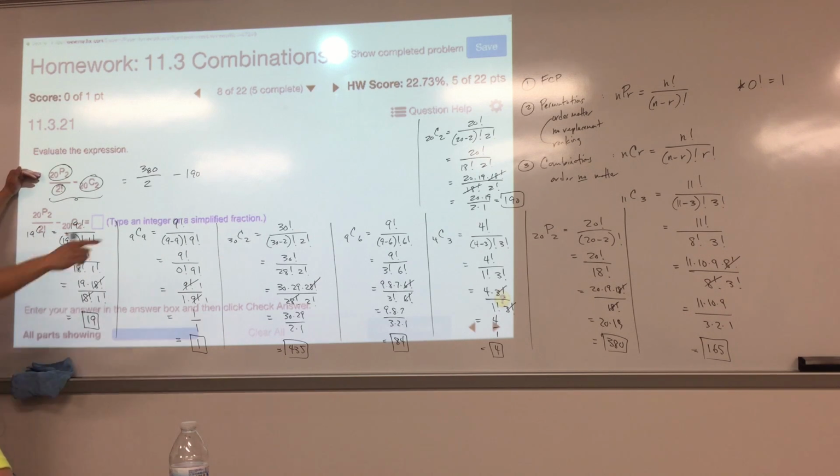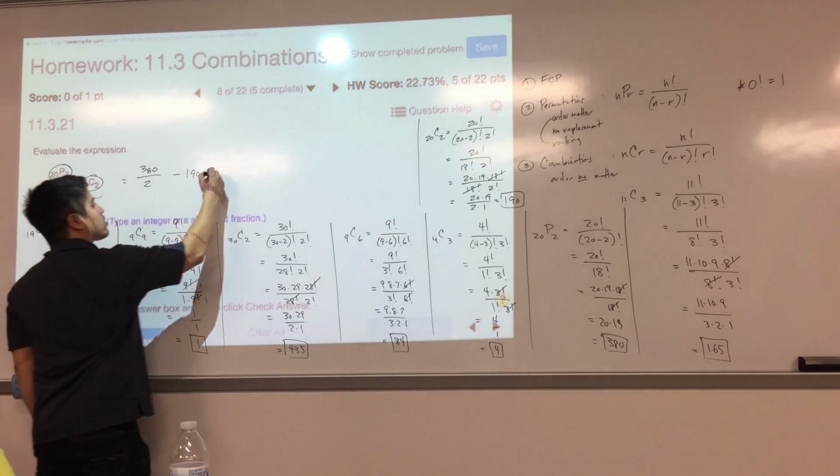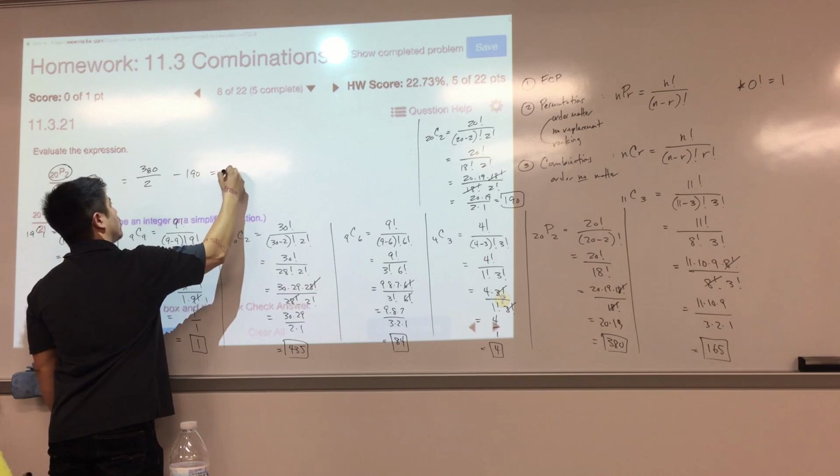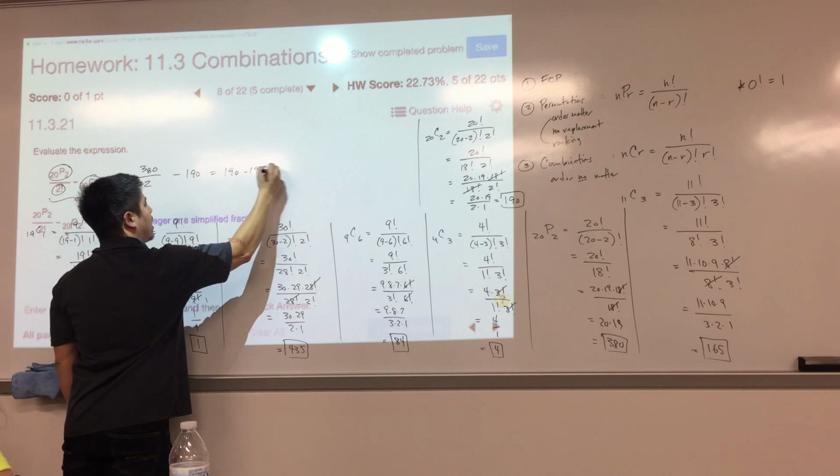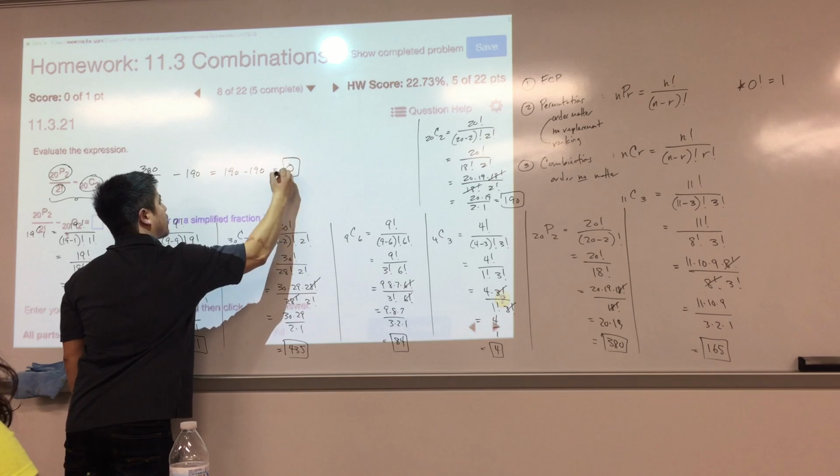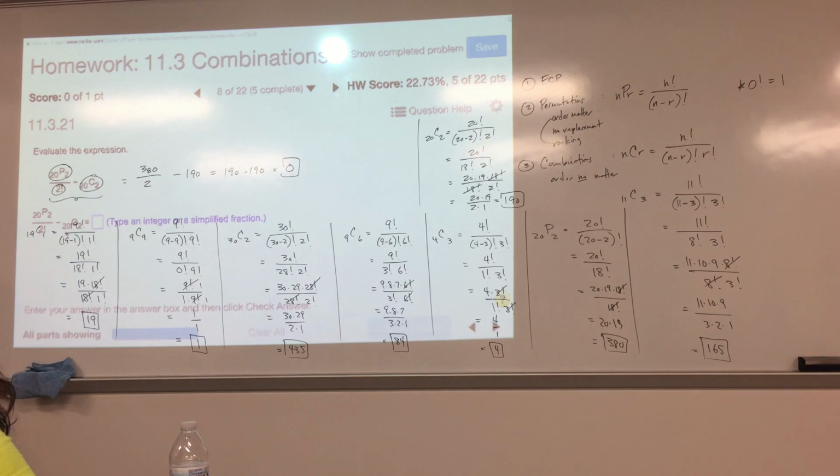We know 20P2 is 380. We know 2 factorial is 2. We know 20C2 is 190. And what's 380 divided by 2? 190. Minus 190, the answer is 0. Nothing wrong with getting a 0 answer. Yeah, there is. That was a lot of work.